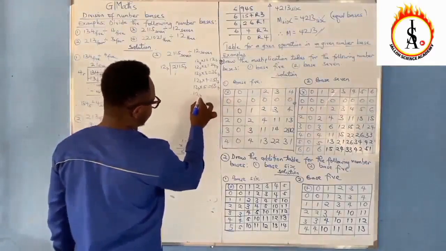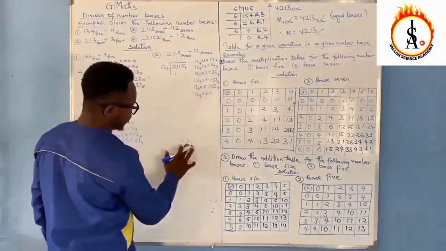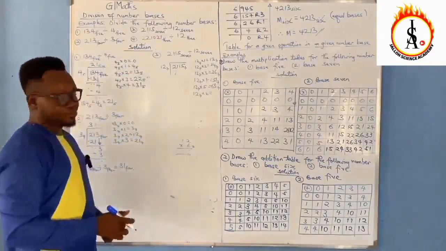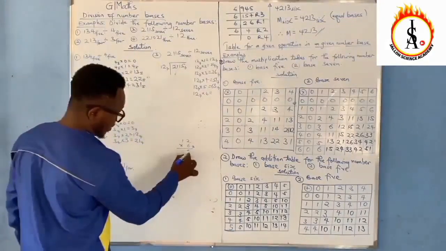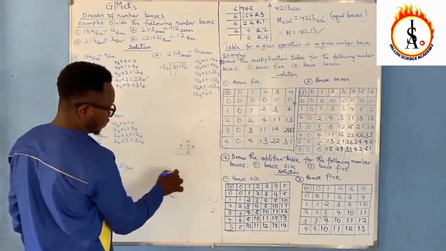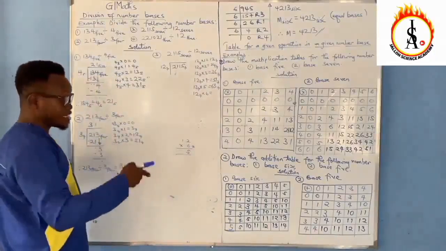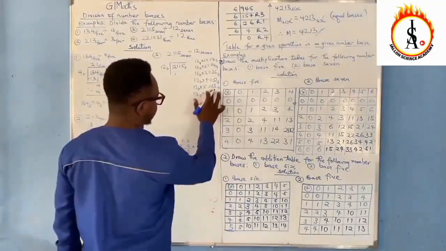12 in base 7 multiplied by 6, the last digit. 6 here. 6 by 2 is 12. 12 in base 7, 1 remainder 5. 6 by 1 is 6 plus the 1. You have it to be 7. And 7 in base 7, 1 remainder 0. So we get 105 in base 7.